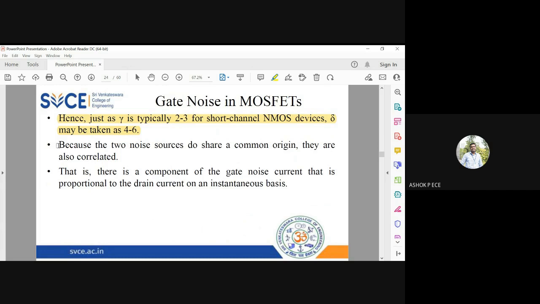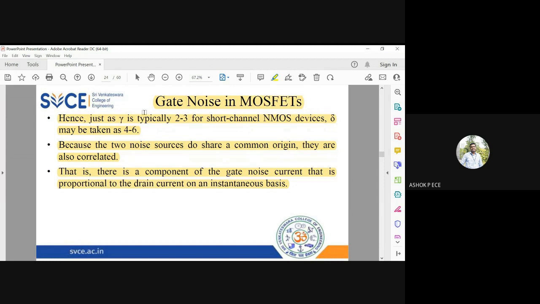Okay, they are also correlated, which means that variation in drain current noise will bring variation in gate noise. If the gate noise is varying, drain current noise is also varying, and if the drain current noise is varying, gate current noise is also varying. So there is a component of gate current noise proportional to drain current on an instantaneous basis. What they are saying is, if one noise varies, the other noise will also automatically vary because both are related. They just differ by the parameters gamma and delta.